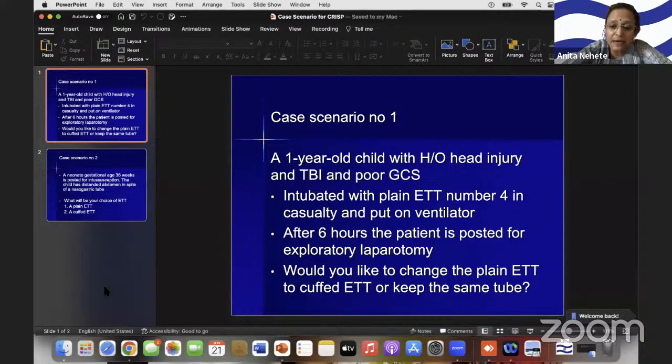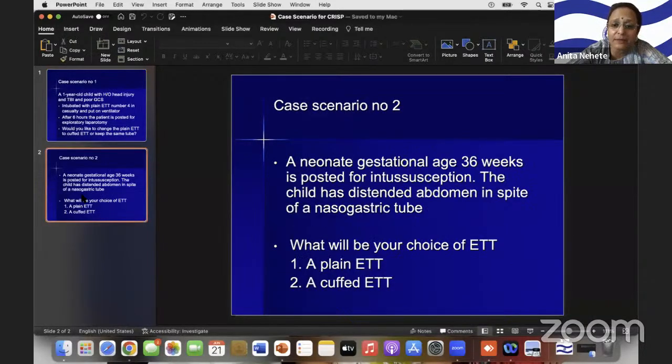And now after 6 hours, the child is to be posted for exploratory laparotomy. So would you like to change the plain endotracheal tube to a cuffed endotracheal tube or keep the same tube? These scenarios are just to start the discussion on cuffed or uncuffed tubes in various case scenarios and in various places where cuffed or uncuffed tubes are available or not available. The second scenario is a neonate with gestational age 36 weeks posted for intussusception. The child has a distended abdomen in spite of a nasogastric tube, and I have purposefully not given the other details like dehydration or electrolyte imbalances, because here we just want to know your opinion, what will be your choice of endotracheal tube, whether a plain or a cuffed endotracheal tube.